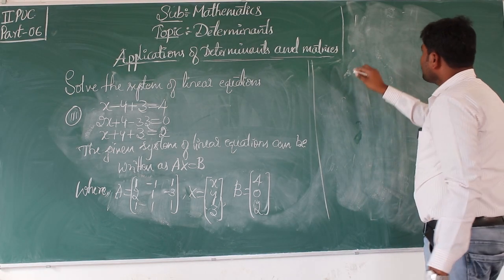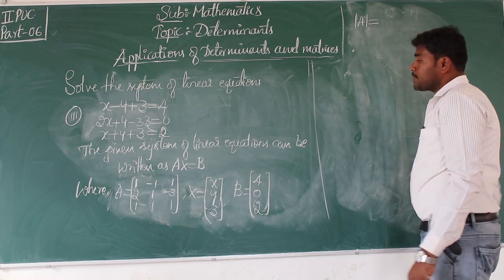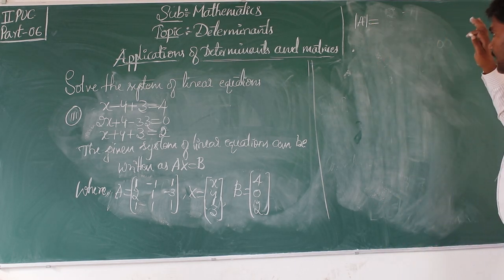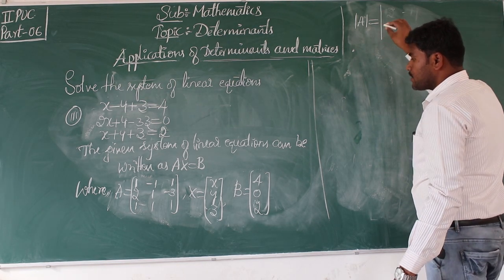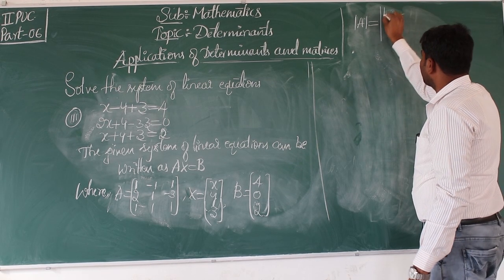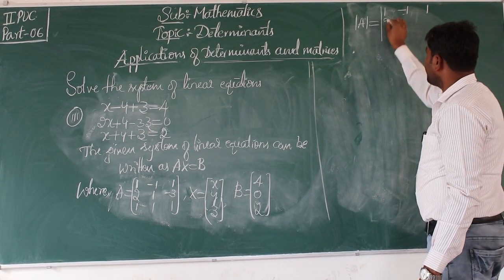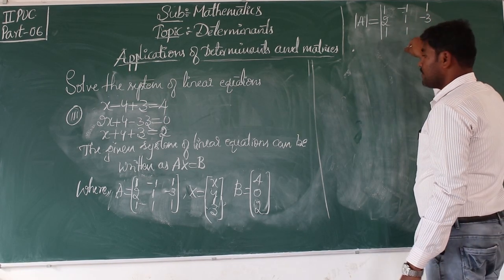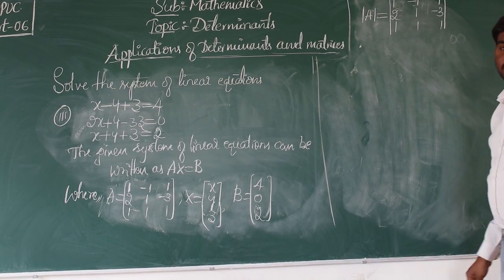Now the inverse of matrix A. To find the inverse of matrix A, we have to express the given matrix in terms of the determinant of a matrix of order 3. So the determinant of a matrix of order 3: first row elements 1, minus 1, plus 1, second row 2, 1, minus 3, and lastly 1, 1, 1.